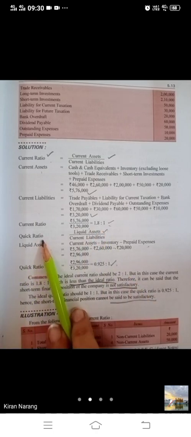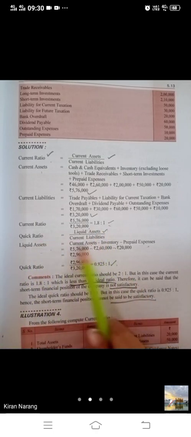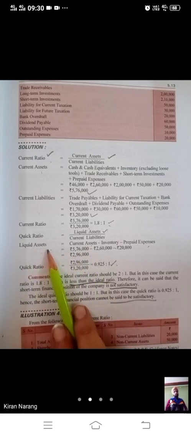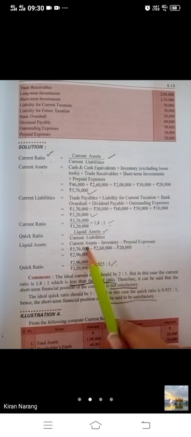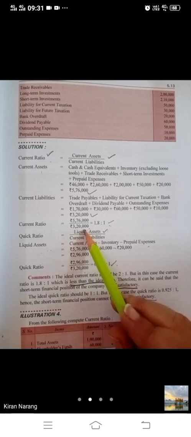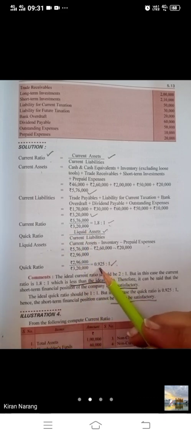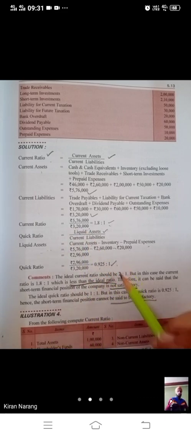Now quick assets upon current liability will be the quick ratio. For calculating liquid assets, you have to deduct the inventories and prepaid from current assets. It will be 296 upon 320. Current liabilities we are already having. The 0.925 is to 1 is the liquid ratio.